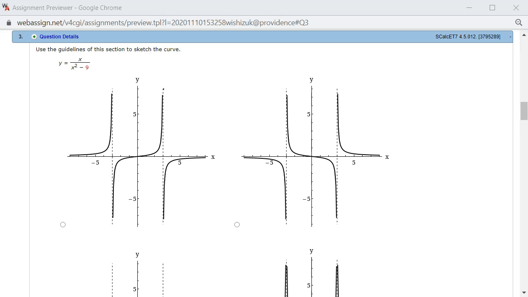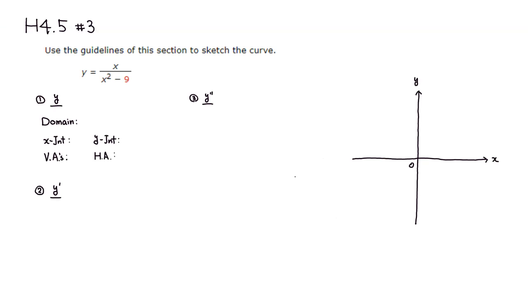All right, let's look at homework 4.5, problem number 3. Let's sketch the graph of this given rational function. First, I'm going to look at the original function and try to extract as much information as possible. So let's look at the domain.